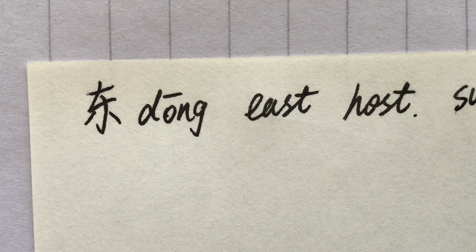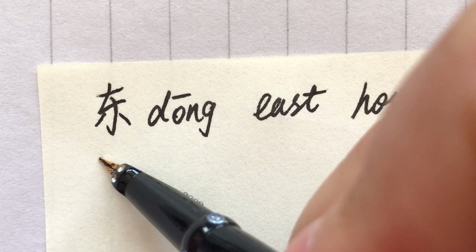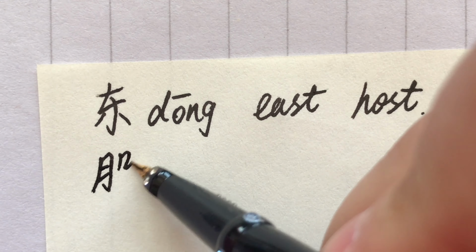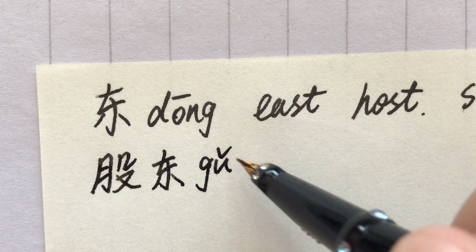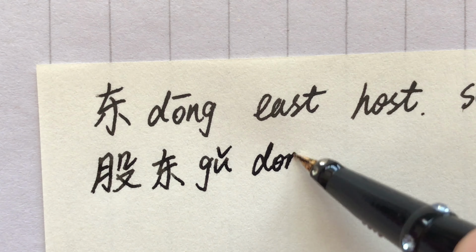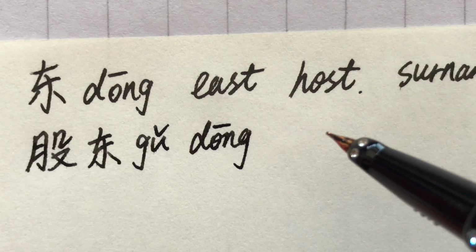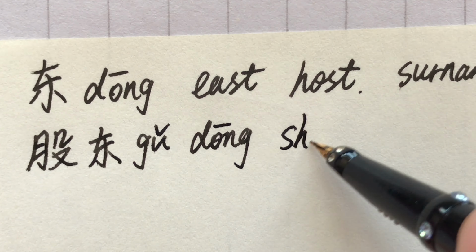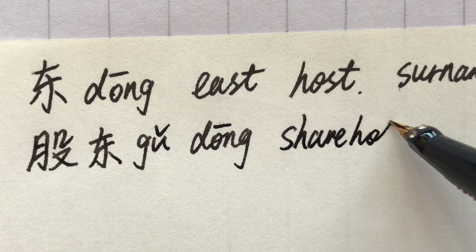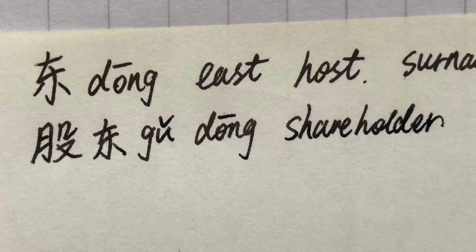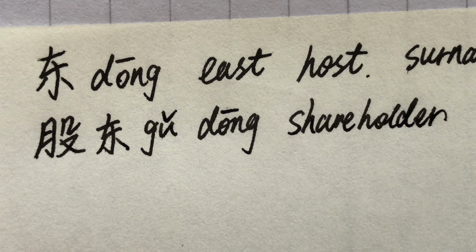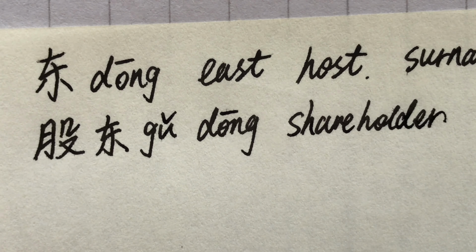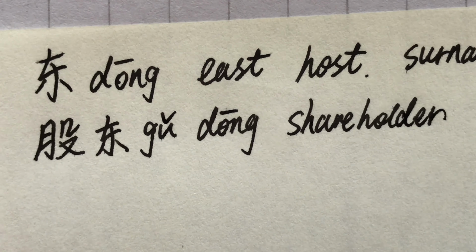For example, 股东, 股东, shareholder. Here is a sentence. Half of the people in this place were shareholders in his company.